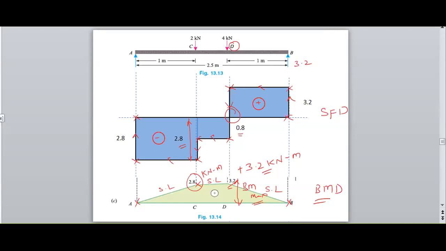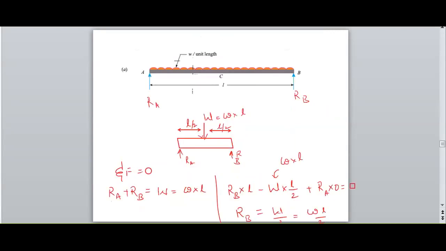So with this, the point loads acting on a simply supported beam is completed. Next, I am shifting to the UDL. The UDL is acting on my simply supported beam. I am considering the UDL acting over the entire length of the span.